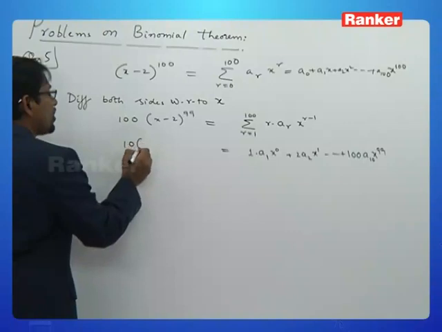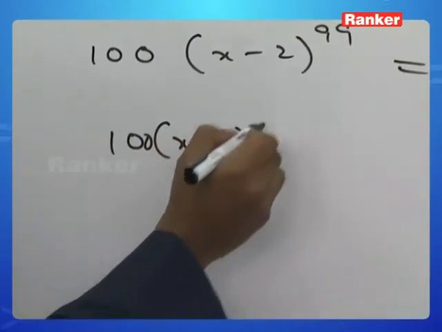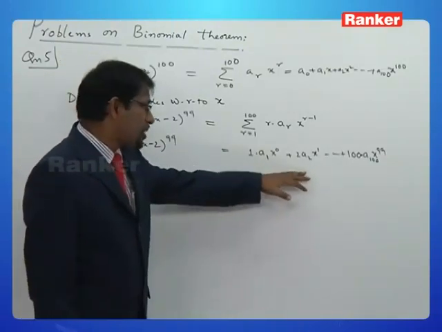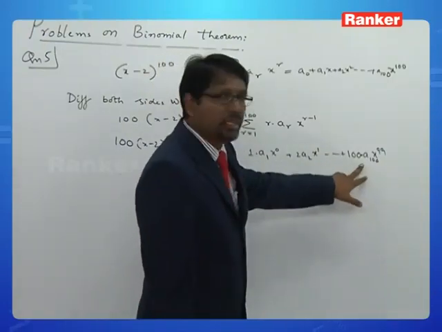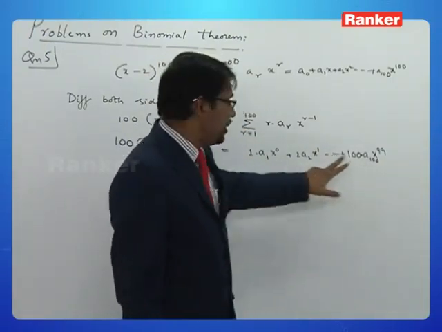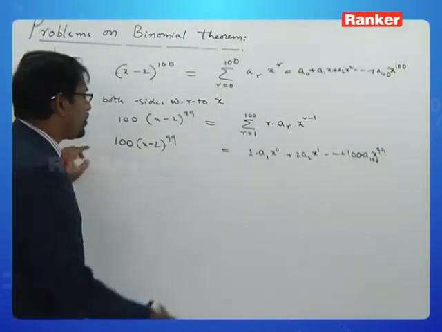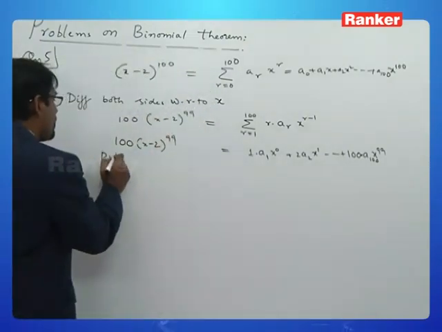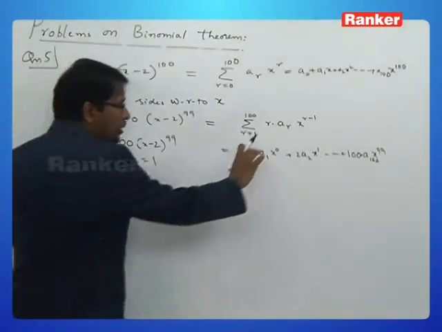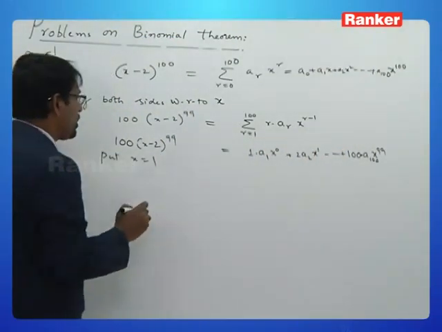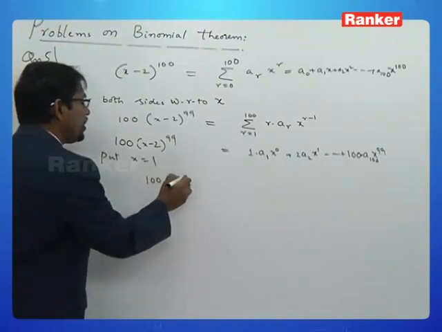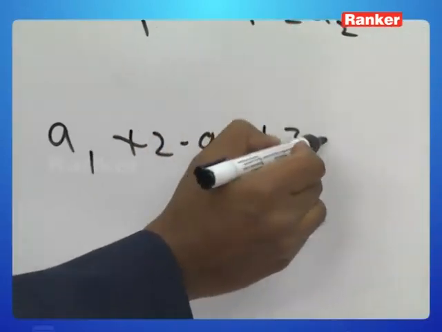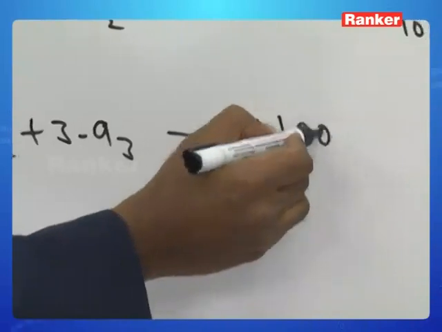This is your 100 into (x − 2)^99. So we have 100 into (x − 2)^99 equal to 1 into a1 into x^0, plus 2 into a2 into x^1, and so on, up to 100 into a100 into x^99. Now observe, what we wanted was only the sum of these coefficients. So we put x equal to 1 on both sides, so that all these x terms will be suppressed. And we have here 100 into (−1)^99, which is equal to a1 plus 2 into a2 plus 3 into a3, and so on, up to 100 into a100.